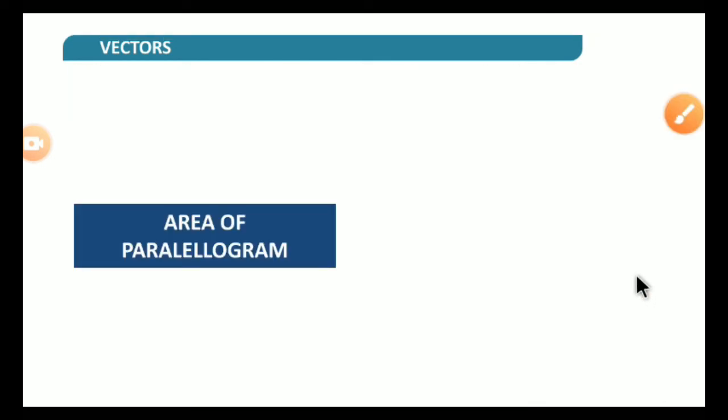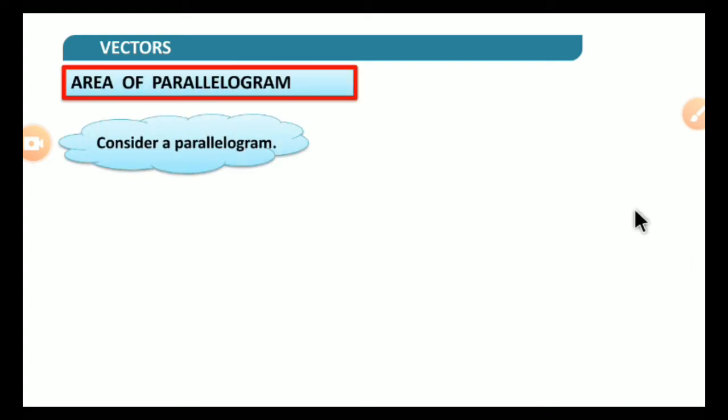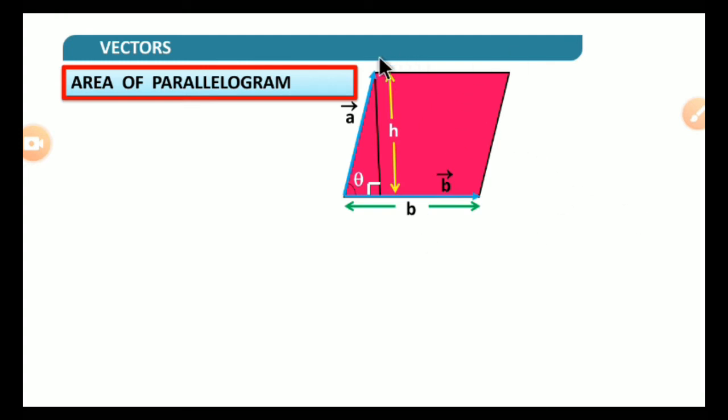Now we will go for some more important points. The formula for the area of a parallelogram. Consider a parallelogram here, which has two adjacent sides A and B. Now I am going to draw a perpendicular from the end point of vector A onto vector B. This is exactly perpendicular, which means it makes 90 degrees. This can be taken as h. H is the height of this parallelogram.